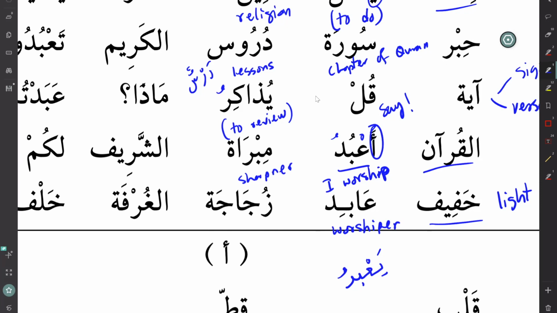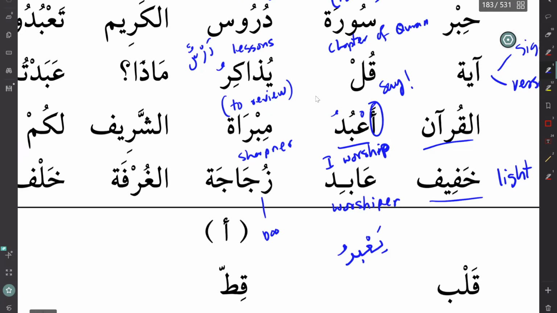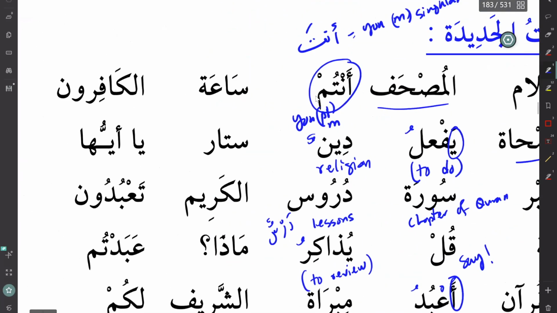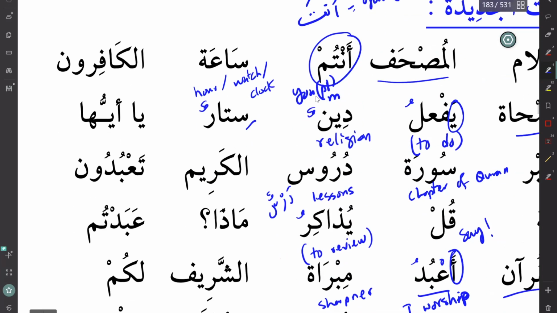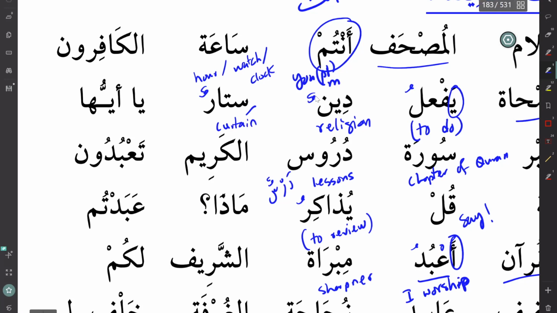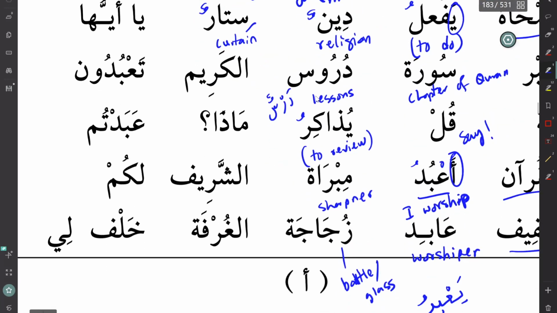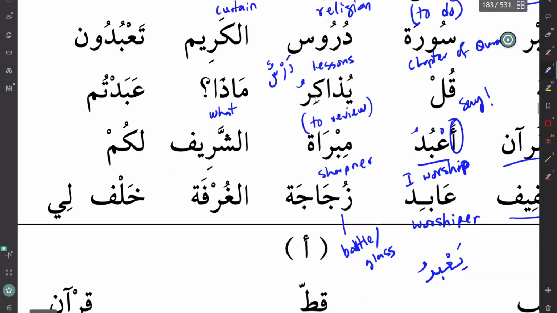And zujaza, which we said can be bottle. It can also mean glass. Now, and sa'a, again, it can be hour. It can also be watch or clock. Sitarun is curtain. Karim is noble. Mada is like what? It's a question. What? Mada. And Sharif is kind of the same thing as noble. Karim, right? And Ghurfa is a room.